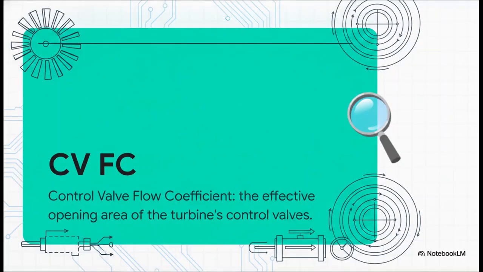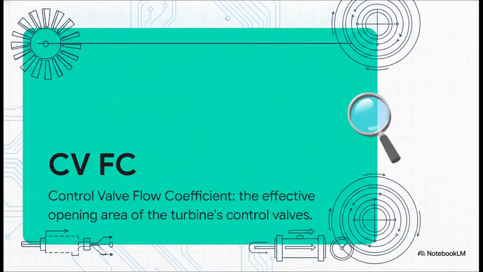Real quick, before we start throwing numbers around, let's calibrate our terminology so we're all on the exact same page. MCR stands for maximum continuous rating. That's the absolute maximum electrical load the unit can safely and continuously sustain under its design conditions. And CDFC, that's your control valve flow coefficient, which represents the effective opening area or flow capacity of your high-pressure control valves.